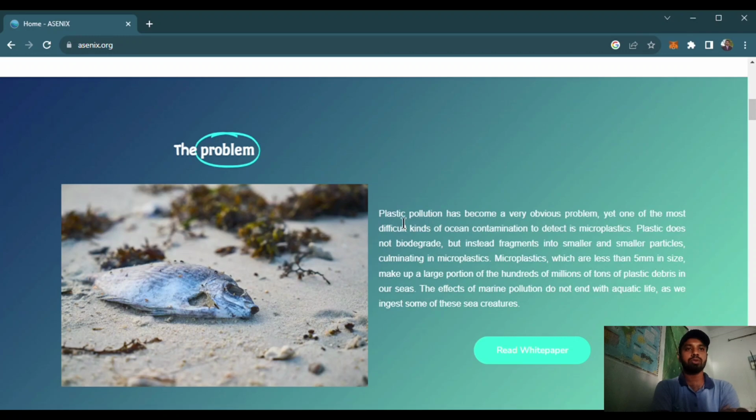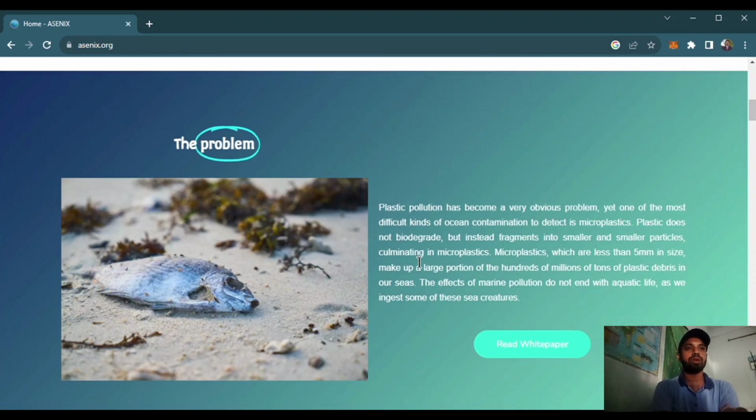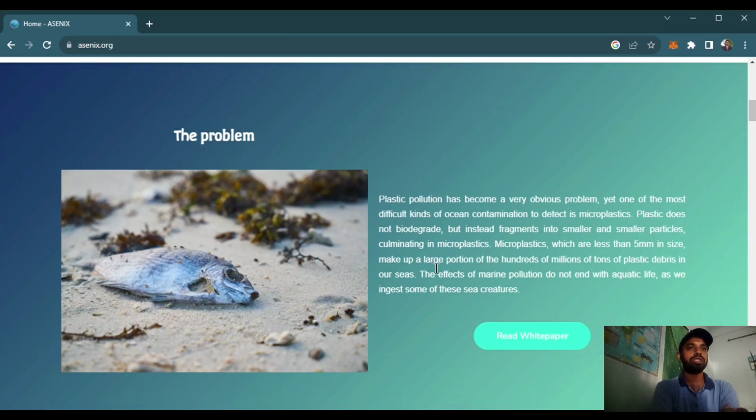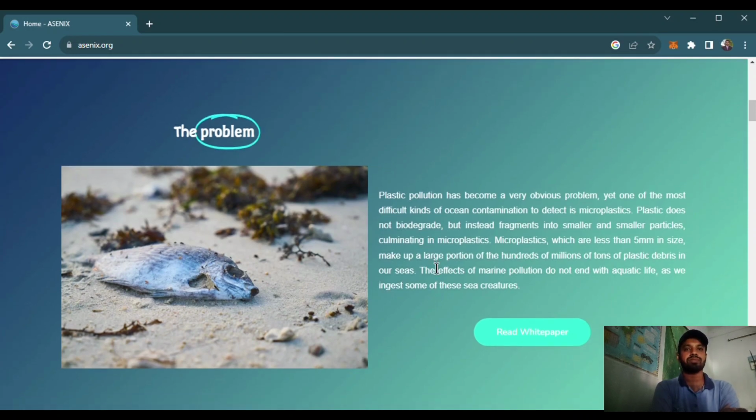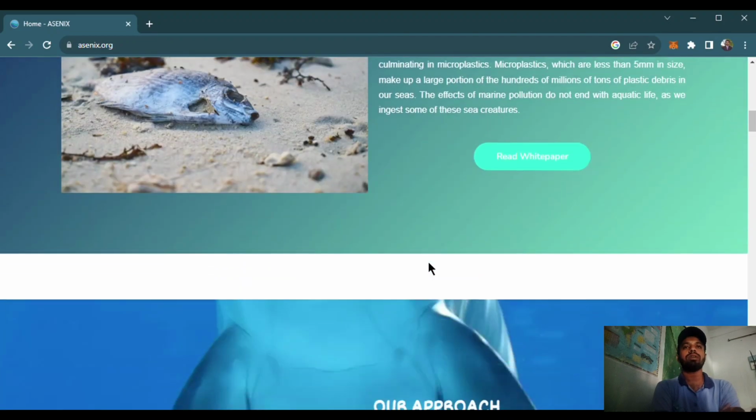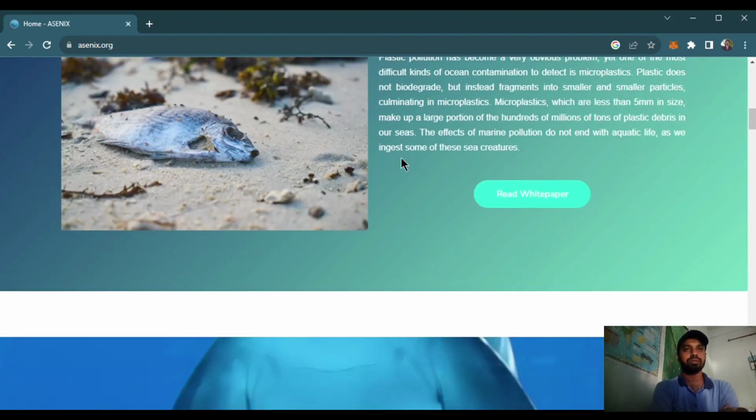First, we will know the problem. The problem is plastic pollution has become a very obvious problem, yet one of the most difficult kinds of ocean contamination to detect: the microplastics. You can read their white paper for more information.